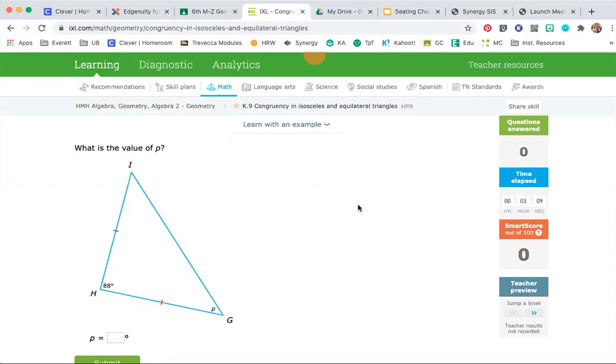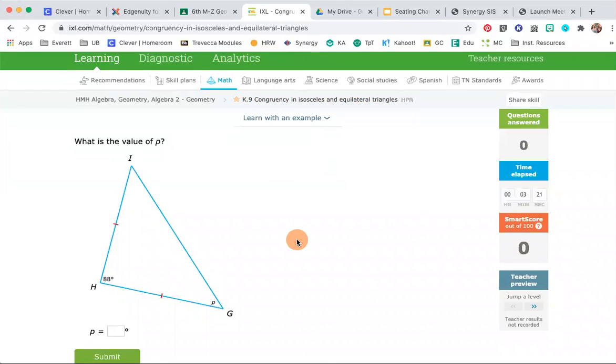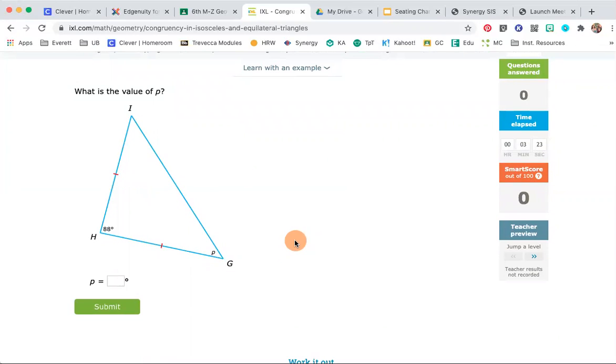Here are some examples of problems that you will see in the IXL assignment, Congruency in Isosceles and Equilateral Triangles. This is the IXL assignment that goes along with the Module 7.2 notes. In your first example, you see that you have an isosceles triangle. We know this because you have two congruent sides marked.